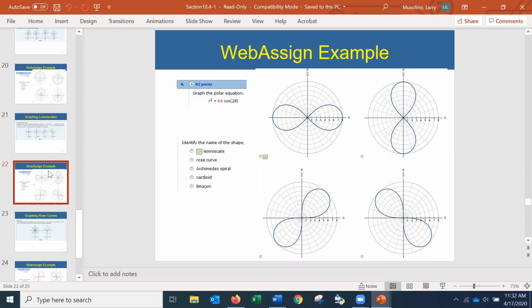Remember, WebAssign is going to give you an equation and then ask you to select from a multiple choice of four possible graphs. I'm going to write down this equation to start with. The equation here is r squared equals 64 cosine 2 theta. All right, let me go back now to slide 8.